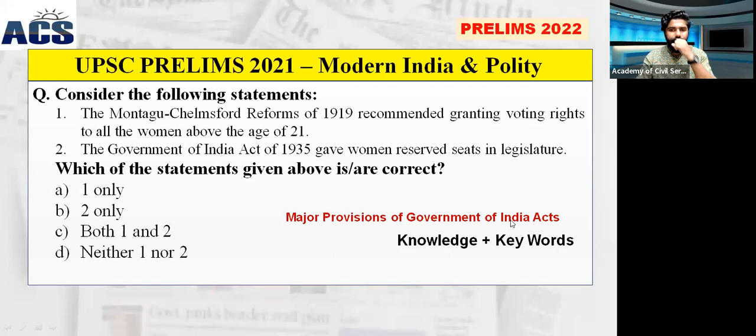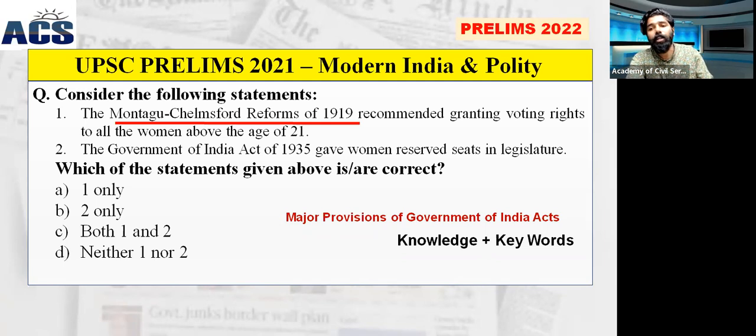Okay, let's see the statements first. We will go through the statements. The question was asking about the 1919 Montagu-Chelmsford reform. It is also called the Government of India Act 1919. So we have studied the major provisions of the Government of India Act 1919.